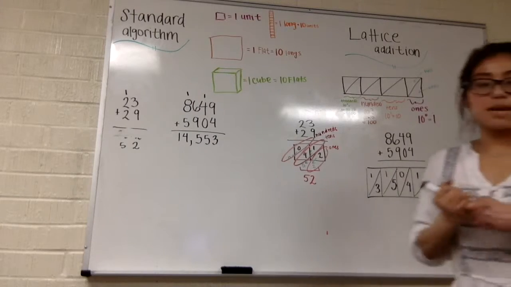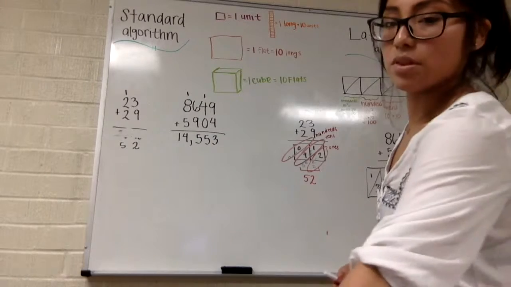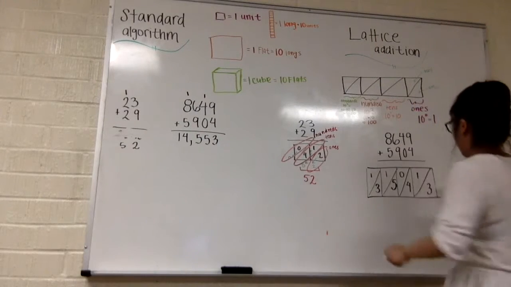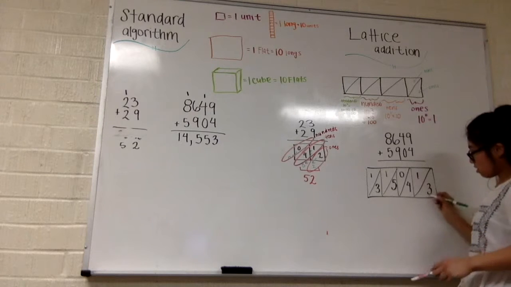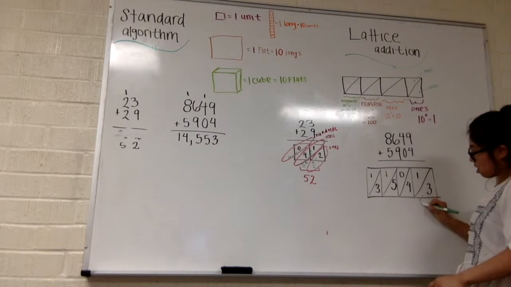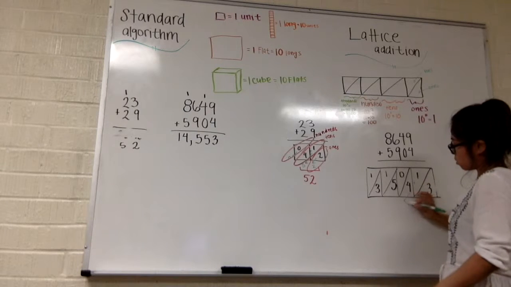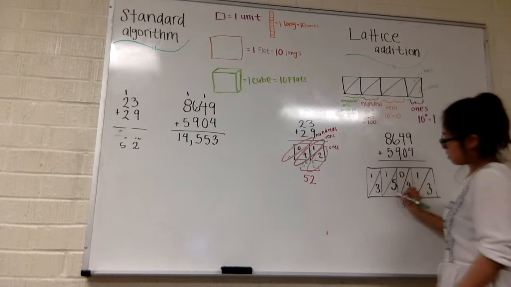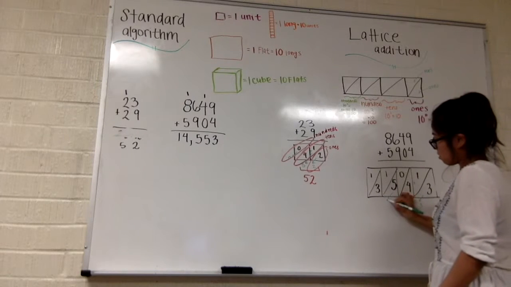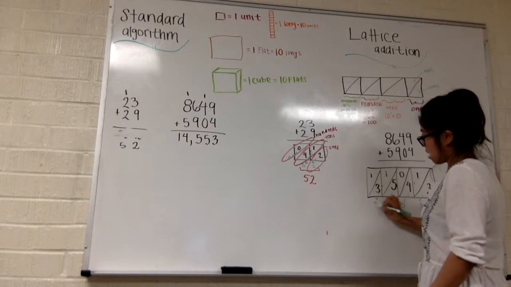15. And then using the same logic as before, we add the lattice diagonally. So here we have 3, because it's added to nothing. And then we have 4 plus 1, which is 5. And then we have 5 plus 0, and 3 plus 1. And then the 1.